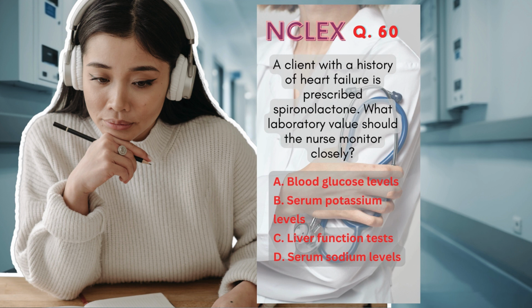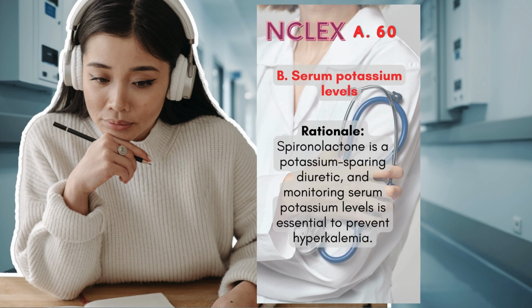Question: A client with a history of heart failure is prescribed spironolactone. What laboratory value should the nurse monitor closely? A. Blood glucose levels. B. Serum potassium levels. C. Liver function tests. D. Serum sodium levels. Answer: B. Serum potassium levels. Rationale: spironolactone is a potassium-sparing diuretic, and monitoring serum potassium levels is essential to prevent hyperkalemia.